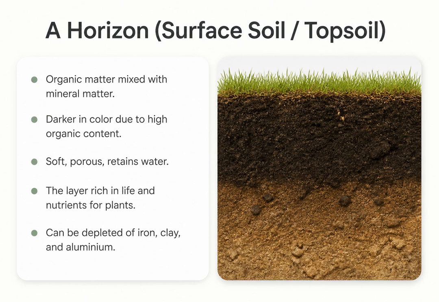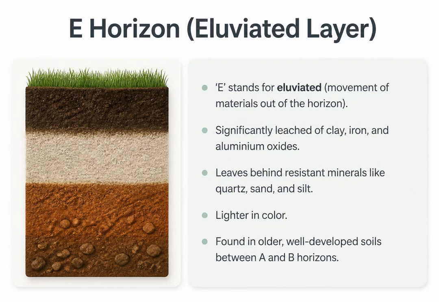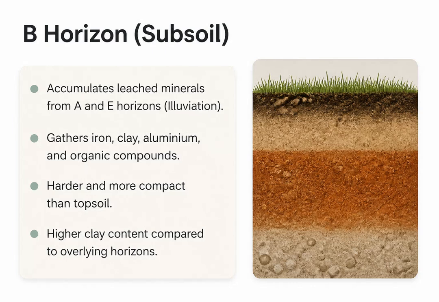Over time, water can wash or eluviate iron, clay, and aluminum out of this layer. When that depletion from the A horizon is pronounced, a distinct lighter-colored layer forms, called the E horizon. The E stands for eluviated. Eluviation is the movement of minerals and organic matter out of a soil horizon due to downward percolating water. Because it has been significantly leached of clay, iron, and aluminum, what gets left behind is mostly resistant minerals like quartz, sand, and silt.